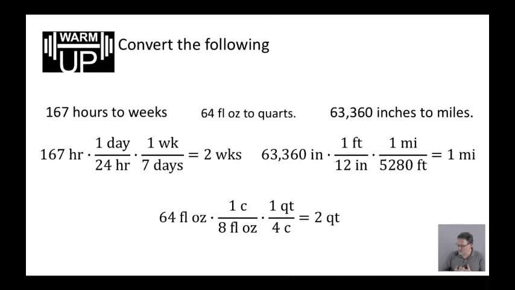For the second one, converting fluid ounces first to cups and then from cups to quarts. Fluid ounces cancel, cups cancel, leaving behind quarts. 64 fluid ounces is 2 quarts. Lastly, 63,360 inches first can be converted to feet, and then from feet into miles. The inches cancel, the feet cancel. The result is simply 1 mile.